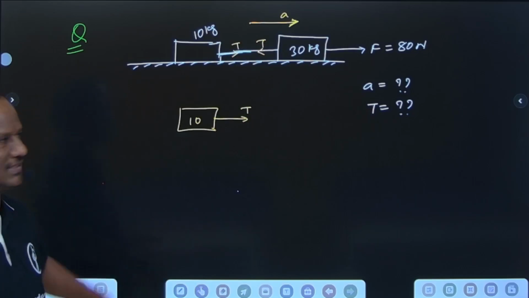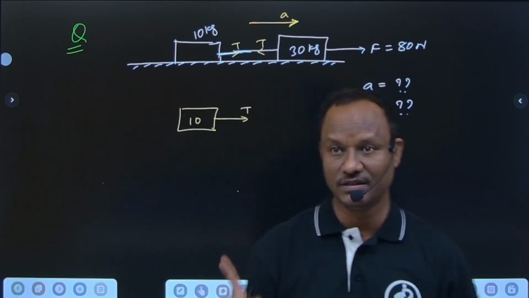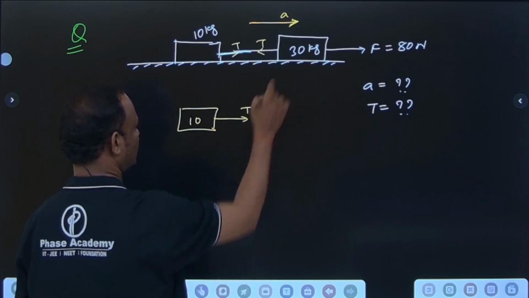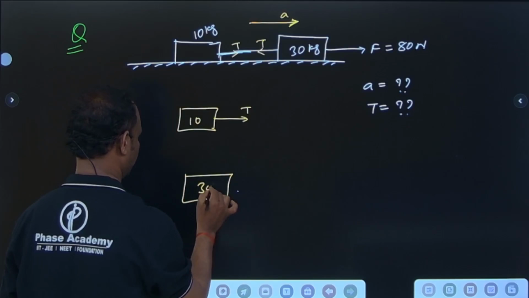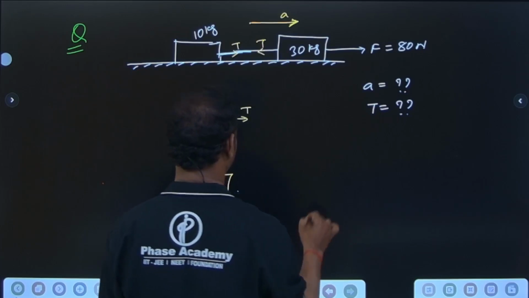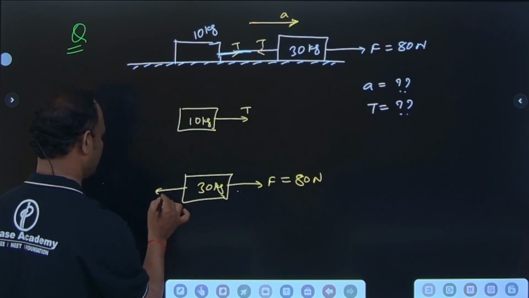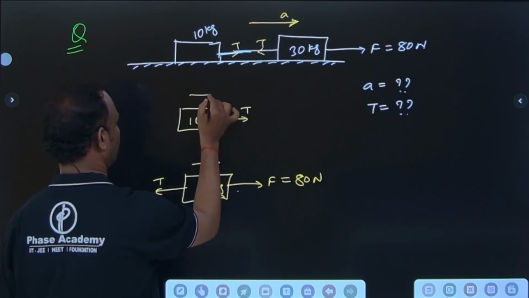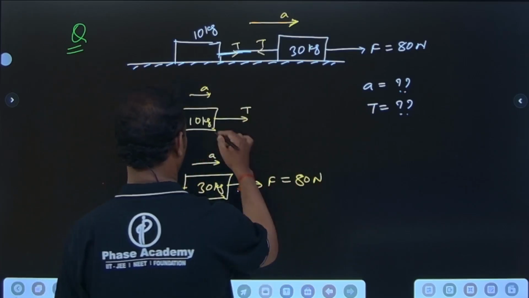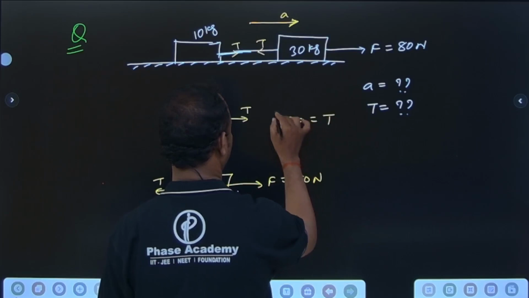Are there any other forces in the direction of motion? No. I'm not talking about the vertical direction. I'm talking about the direction of motion. In the direction of motion only T. Next I'm going for this 30 kg. Here F is equal to 80 Newton, and tension is T. Acceleration is forward. You can solve the equation. F net means ma. ma means 10a. 10a is equal to T is my first equation.